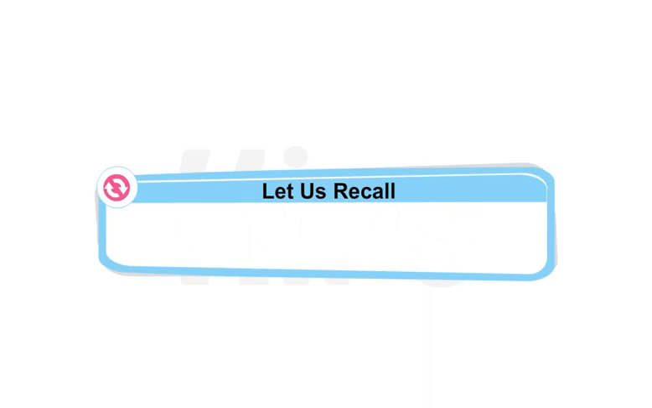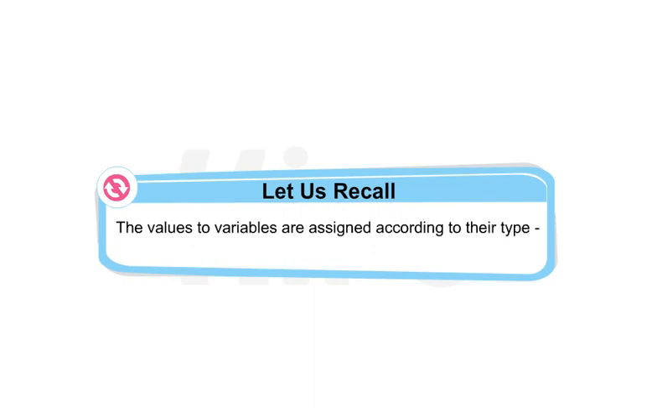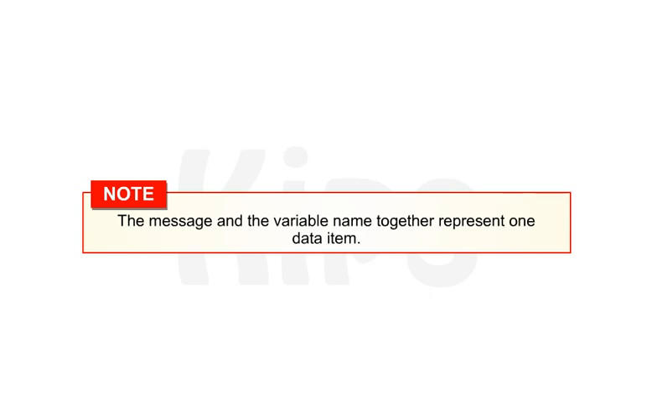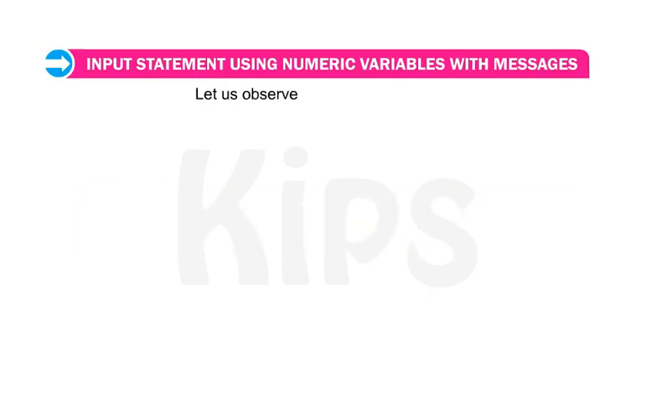Alright, let us take a quick recall. The values are assigned to variables according to their type, numeric or string. Students, note that the message and the variable name together represent one data item. Now let us observe some other examples.